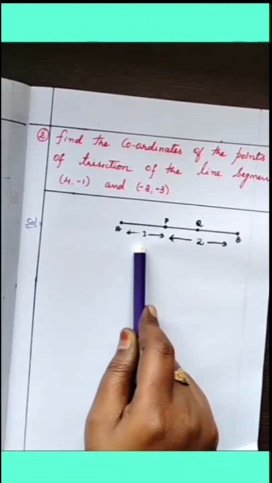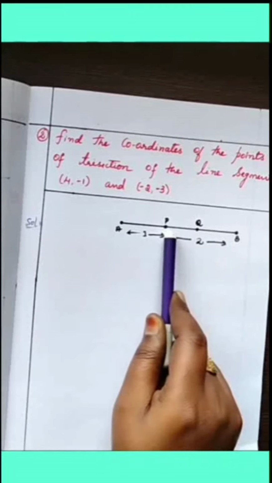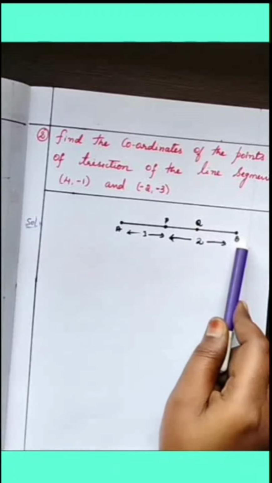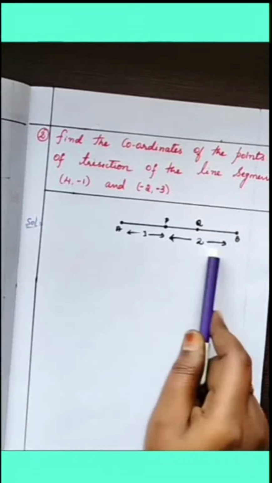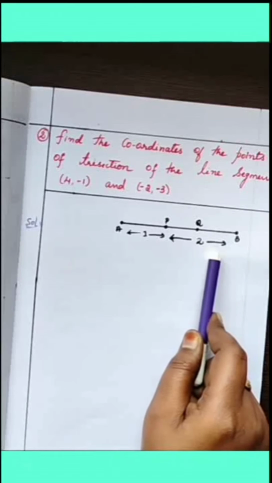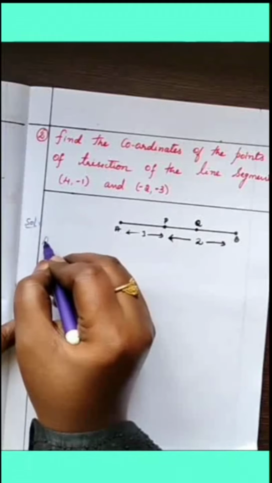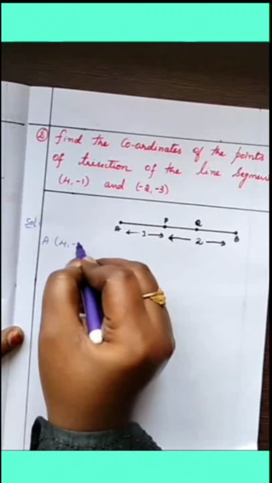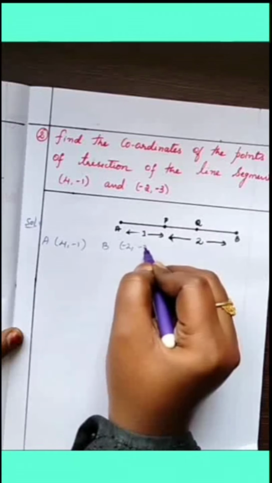Here AP is one segment, PB, how many segments are there in PB? 2 segments are there. Which are those? PQ is one segment and QB is another segment. It means the line AB is dividing in the ratio 1:2 internally. Okay. What data is given right now? Coordinates are given. Consider A equal to (4, -1), B equal to (-2, -3).